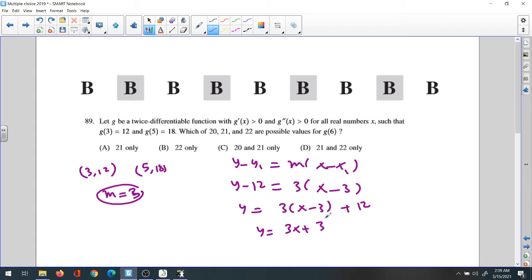Now we substitute 6. So 3 times 6 is 18 plus 3 equals 21. And we have it, it should be greater than 21. So the possible value is 22. The answer is 22.